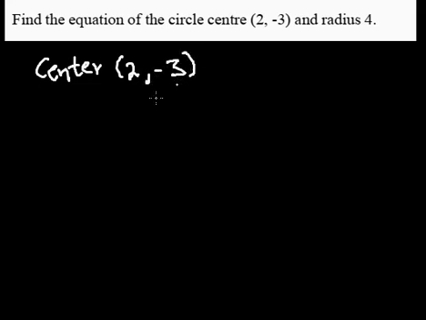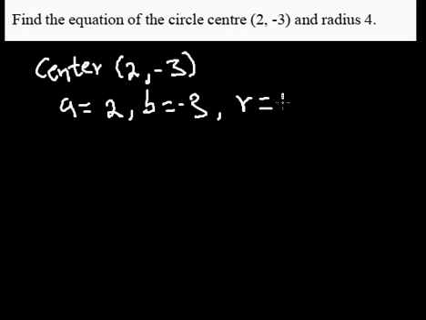So this goes like this. Find the equation of a circle, and the center has been given to us: center 2 comma minus 3. So it simply means that a is 2 and b is minus 3, with the radius being equal to 4.